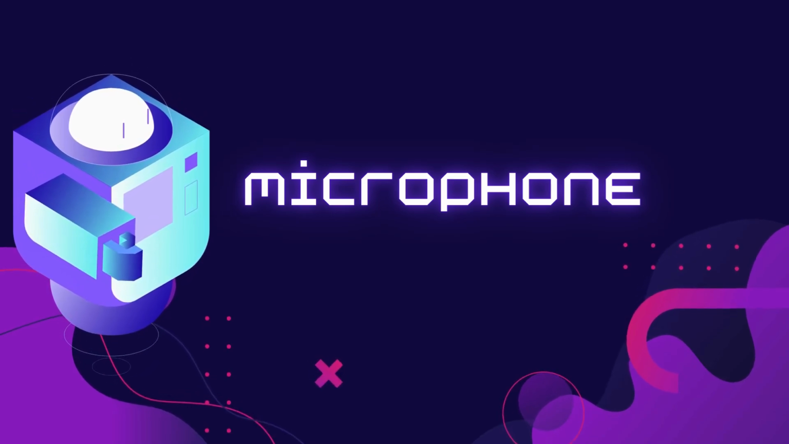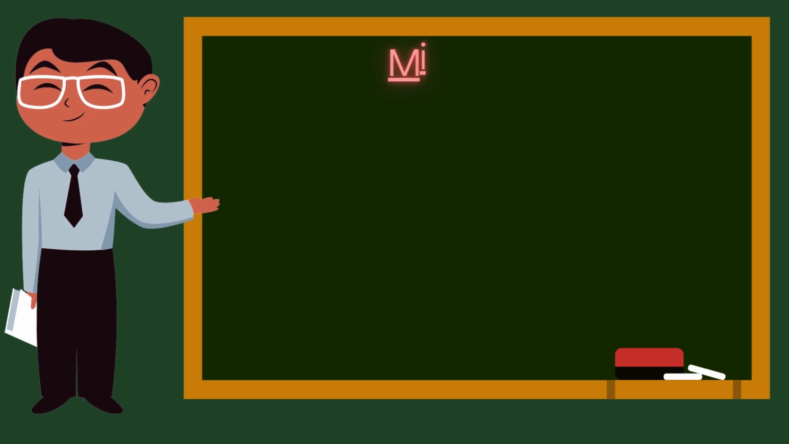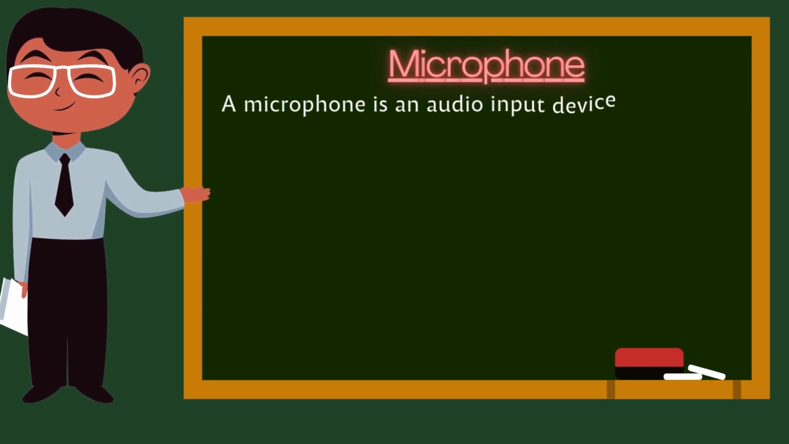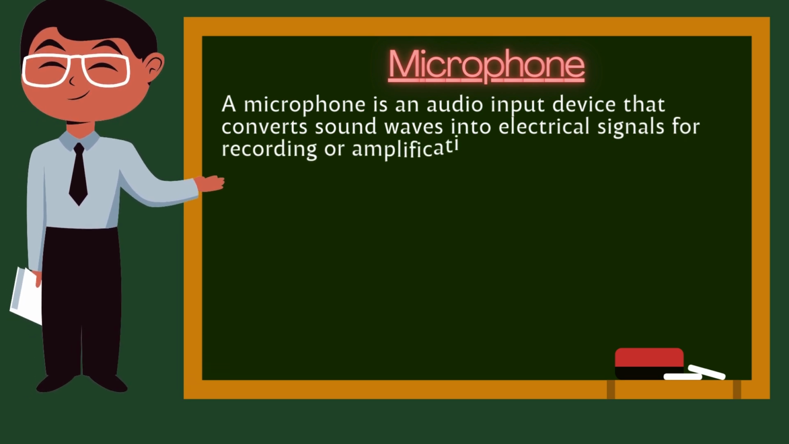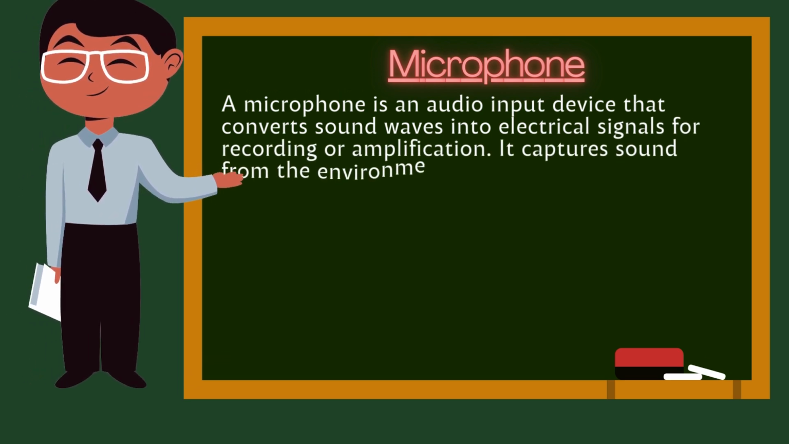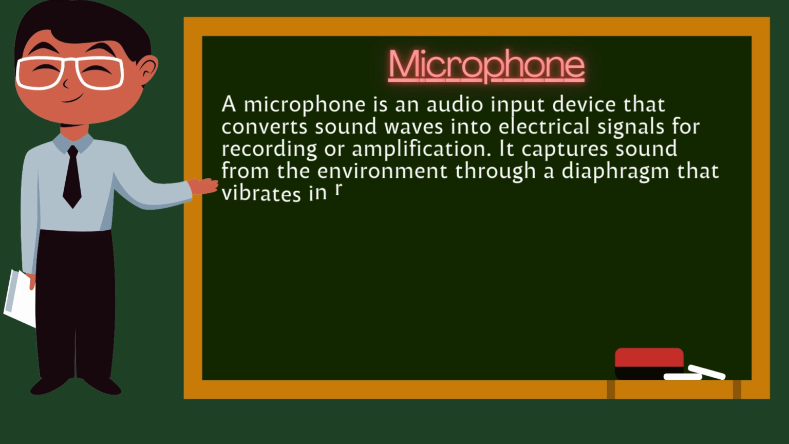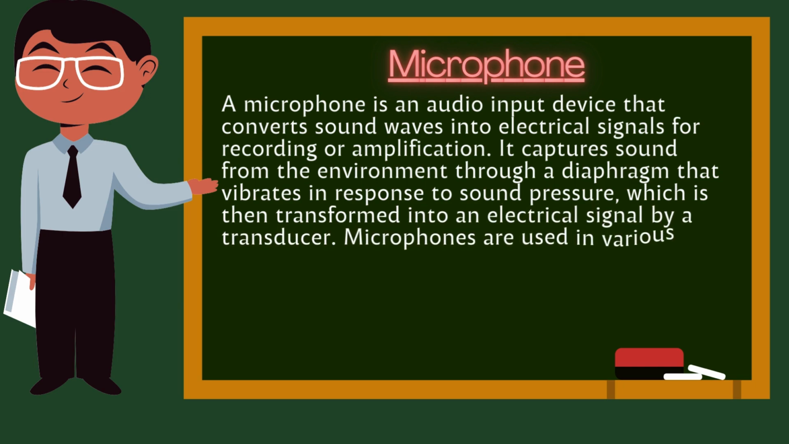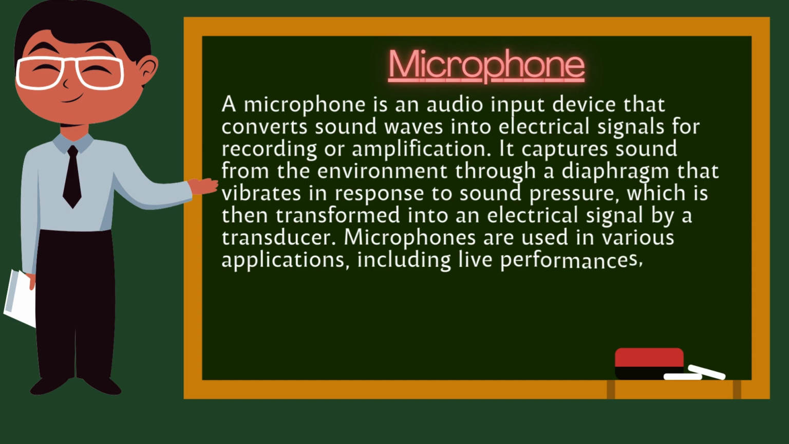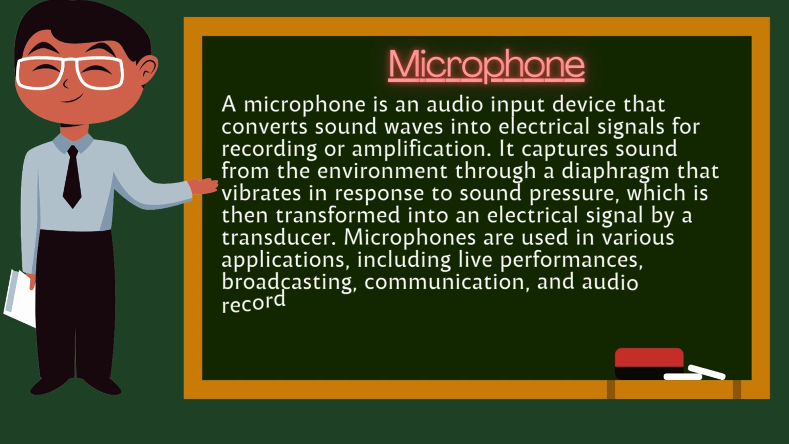Microphone. A microphone is an audio input device that converts sound waves into electrical signals for recording or amplification. It captures sound from the environment through a diaphragm that vibrates in response to sound pressure, which is then transformed into an electrical signal by a transducer. Microphones are used in various applications, including live performances, broadcasting, communication, and audio recording.